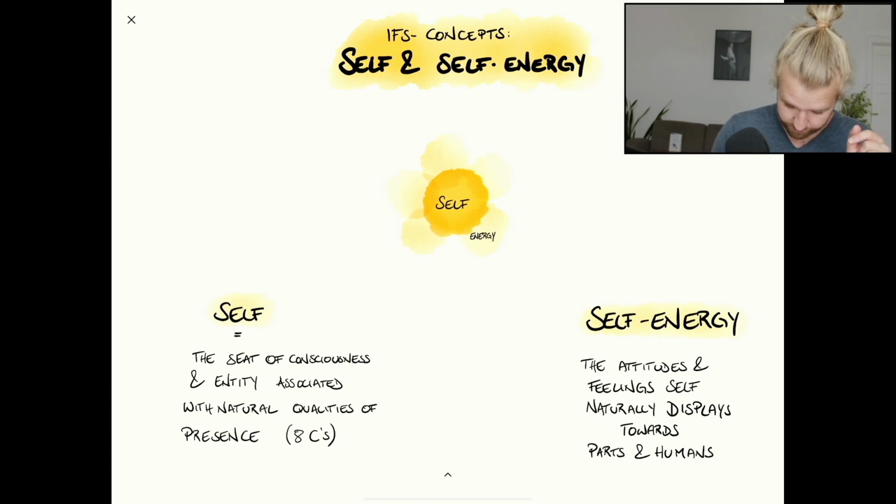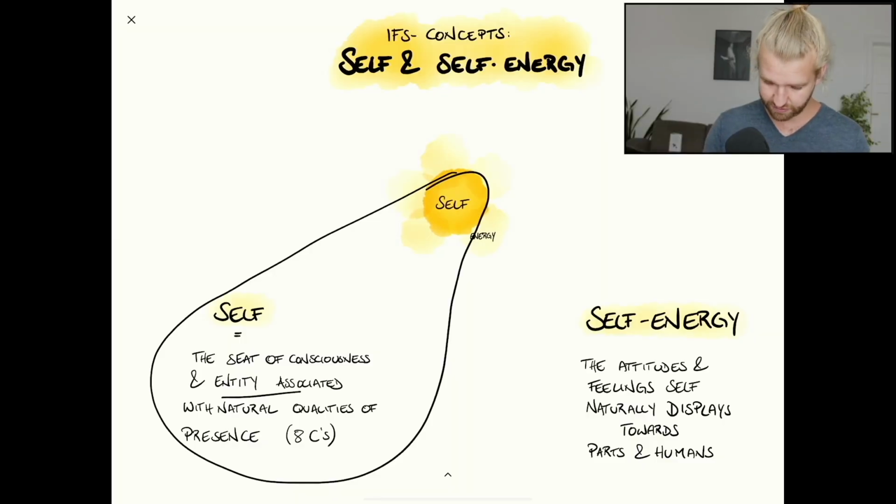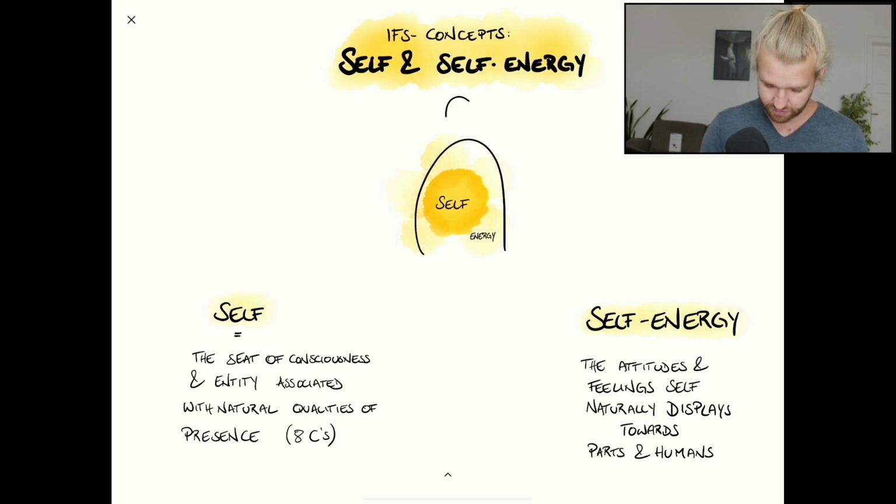So self, in the IFS understanding, is the seat of consciousness. And one way to look at it is that it's the entity, so it's kind of the being that has specific qualities of presence. So if that being is present, if we are connected to that self, the seat of consciousness in us, we will have natural qualities of presence from which we can act, think, do in a way that is not possible when parts have blended so much that we are not connected to self. So that's self, the entity, the seat of consciousness itself.